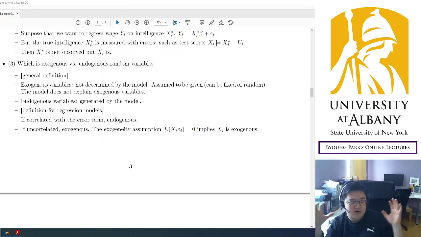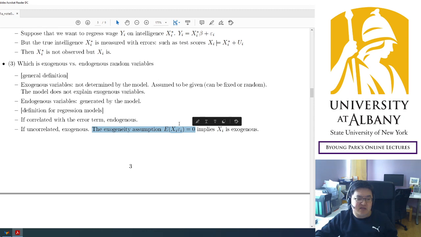And in a smaller scope, in regression type models, usually exogenous variables refer to the variables that are not correlated with the error terms. But endogeneity implies correlation with error terms. So basically the intuition is the same, but these are more restrictive definitions for regression models, a simple way to tell whether a variable is endogenous or exogenous. And as I said before, the exogeneity assumption implies the covariance between x and epsilon is 0. So in that sense, uncorrelated, so it's exogenous. X is exogenous because epsilon is the only error term here.